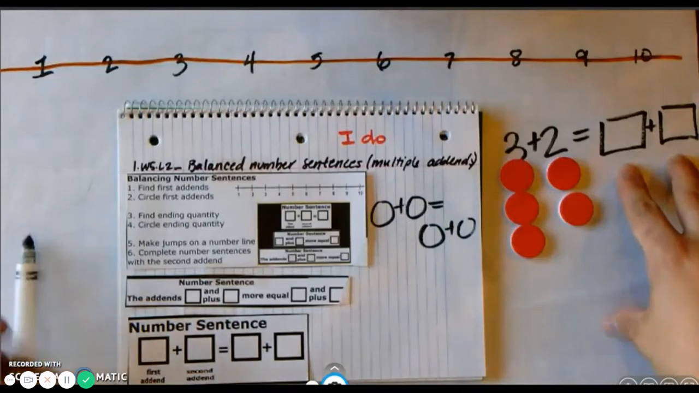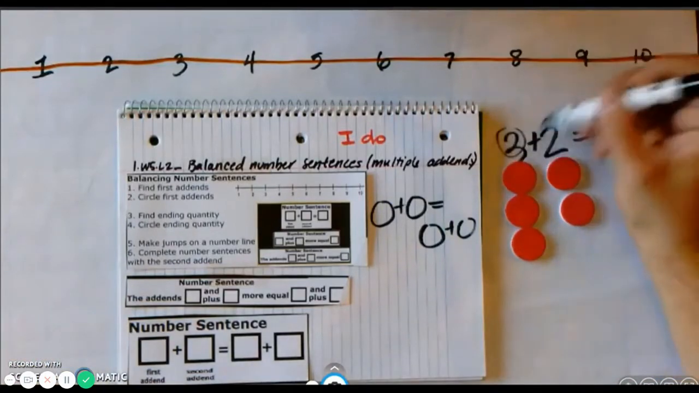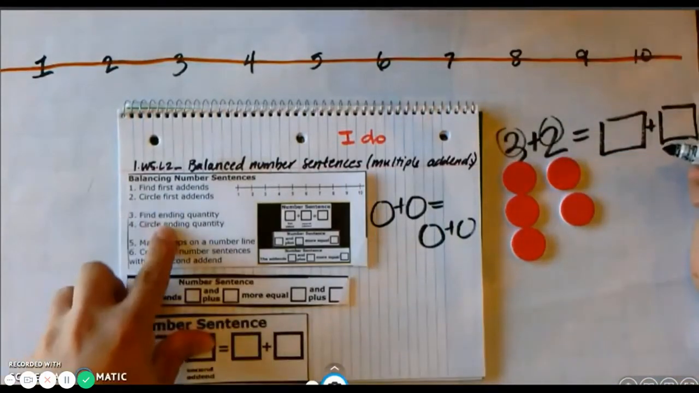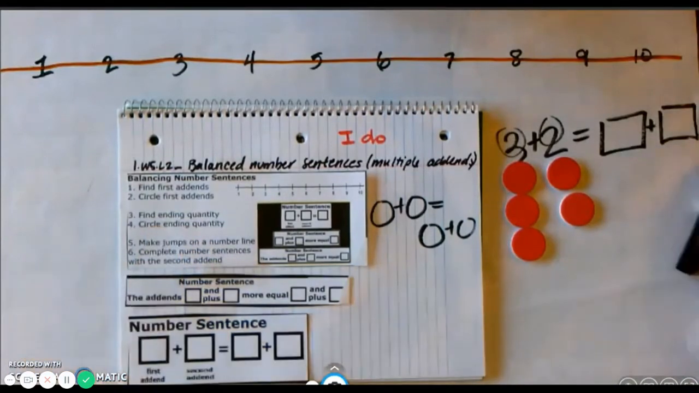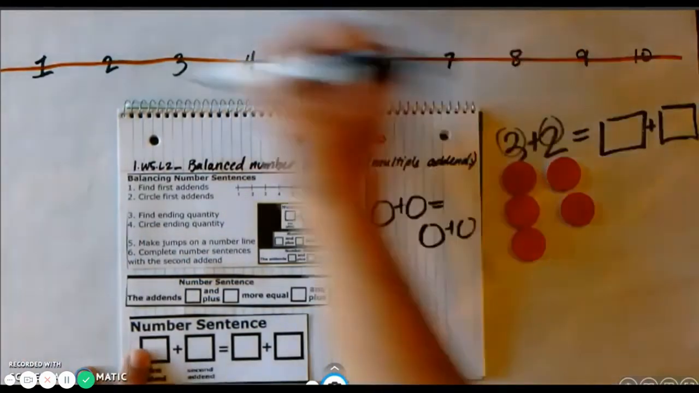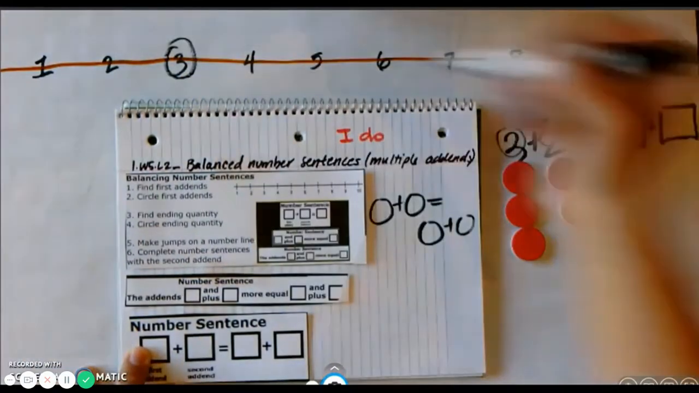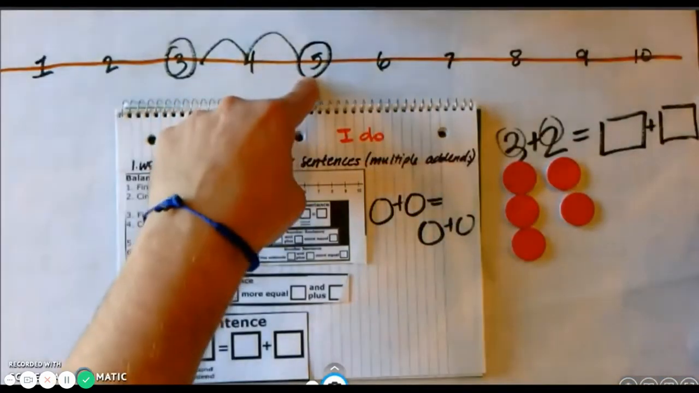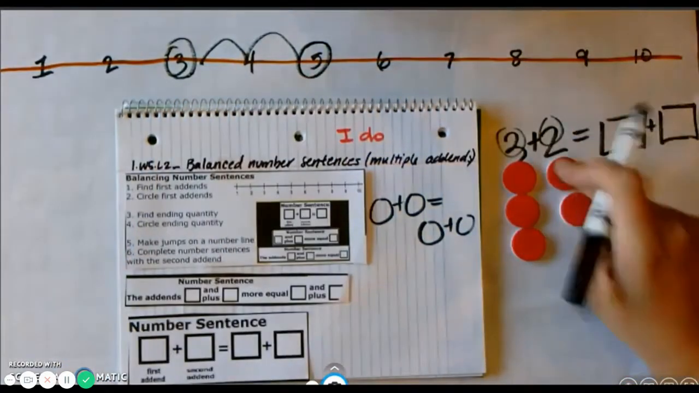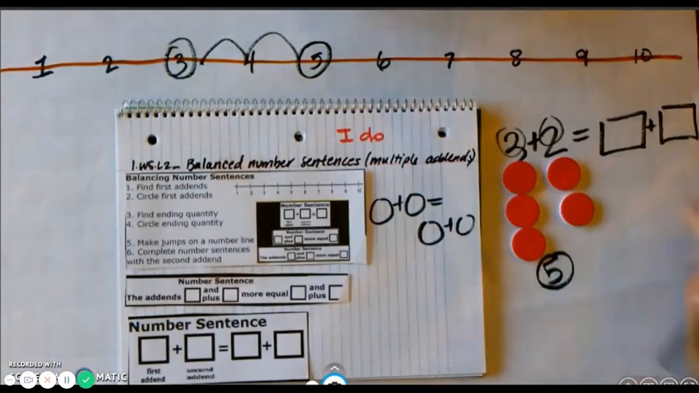So a couple of things. We're going to go ahead and circle like we did our add-ins, and then we're going to circle and try to find the empty quantity. Well, we don't know that yet, so let's go figure it out. Let's say that my number that I'm using right here is 3 plus 2 more, 1, 2. So that's going to be my ending quantity, 5. 1, 2, 3, 4, 5. So whatever's over here must equal 5 also.